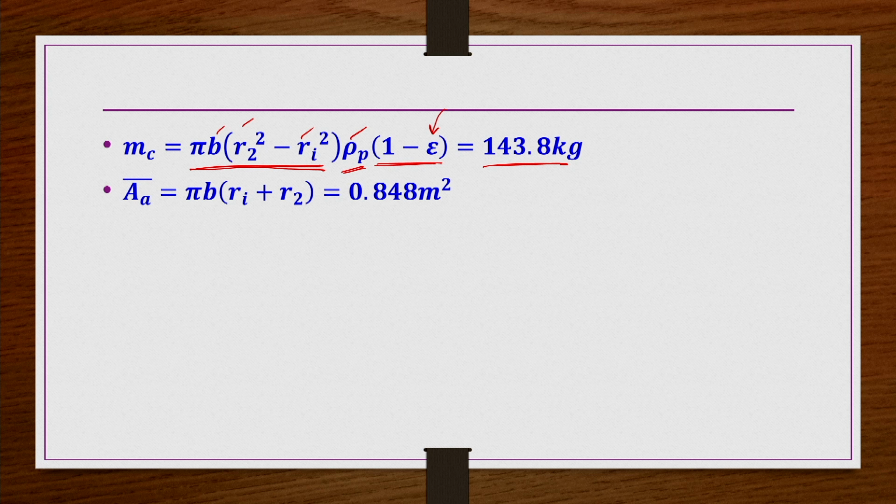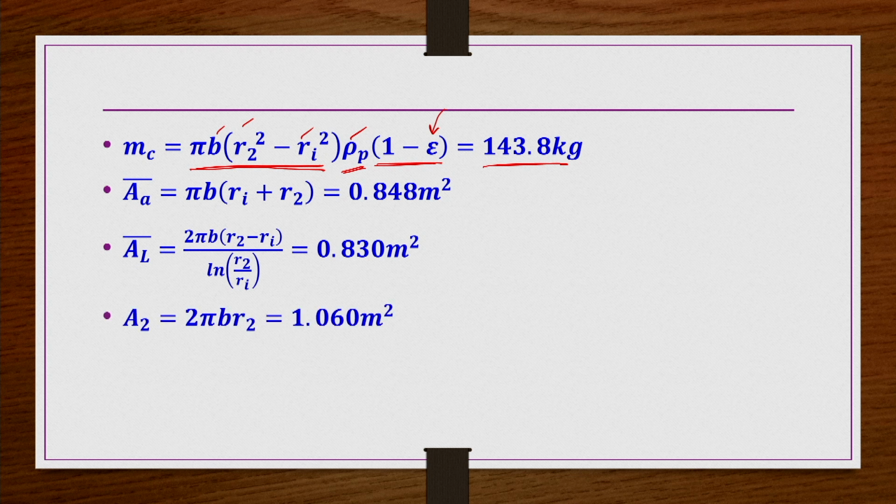Then A bar is pi b into Ri plus R2, the arithmetic mean of cake area, which you can calculate here. Similarly, the logarithmic mean of cake area you can calculate by 2 pi b into R2 minus Ri by ln R2 by Ri. You will get 0.83 meter square. Then A2 is the filter medium area, that is 2 pi b R2, which comes out to be 1.06 meter square.